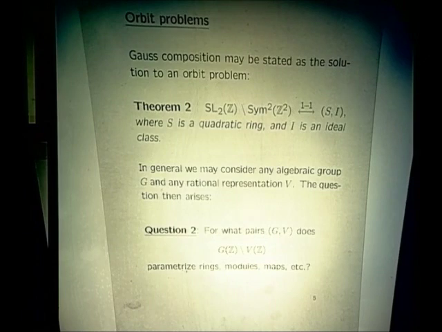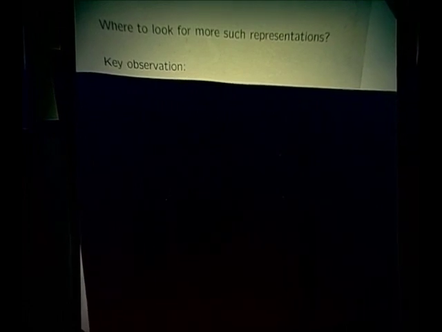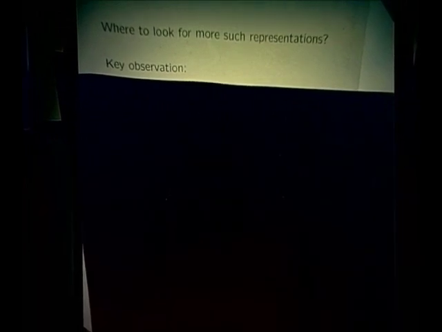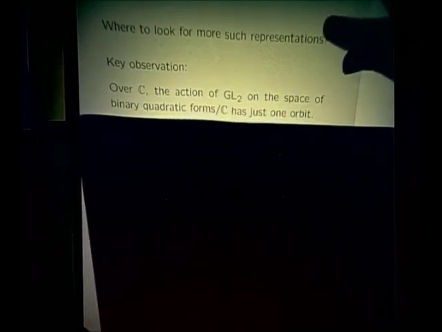So first of all, what's special about the space of binary quadratic forms that allowed one to get a parameterization of orders and number fields and class group elements? What was special about that representation? Well, one key observation that you can make about binary quadratic forms is that if you look at the action of GL2, say GL2C, on binary quadratic forms over C, then that action has essentially just one orbit. It has one Zariski open orbit.